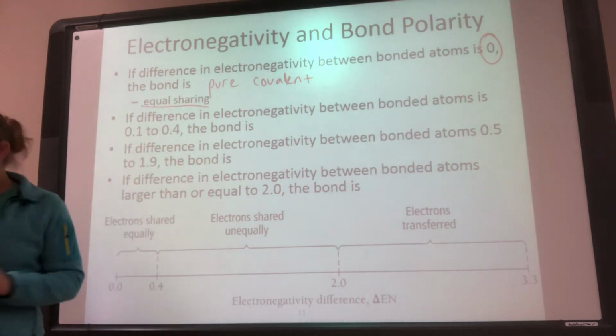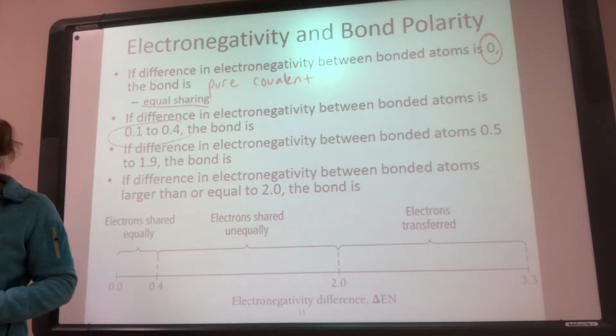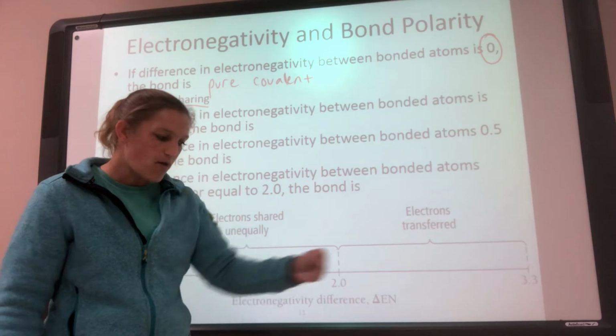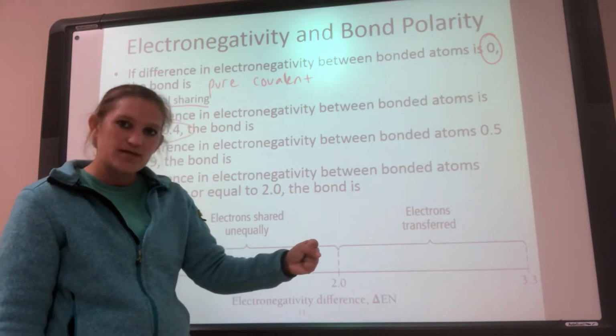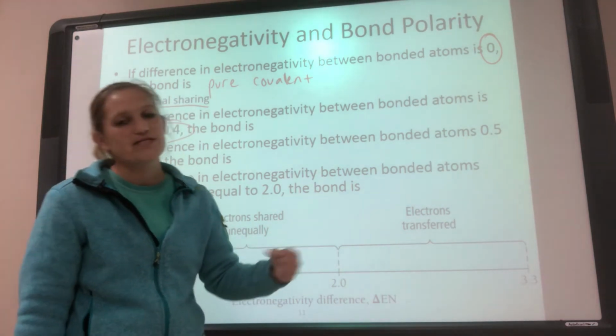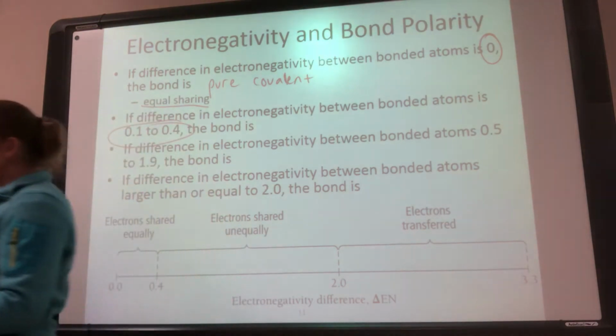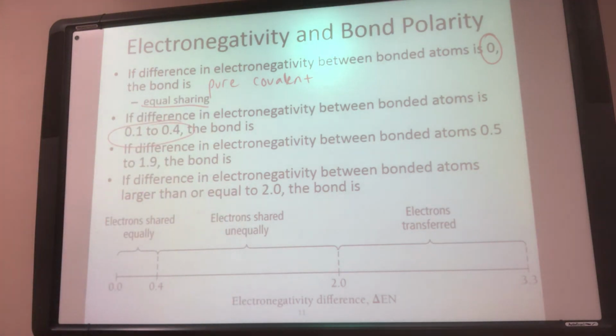Now, what if the difference is low? There's a difference. When we're talking about pulling, I'm pulling it a little bit to my side, but it's not a lot of pull. So if it's a little bit of a pull, but not a lot, we call this a non-polar covalent bond.